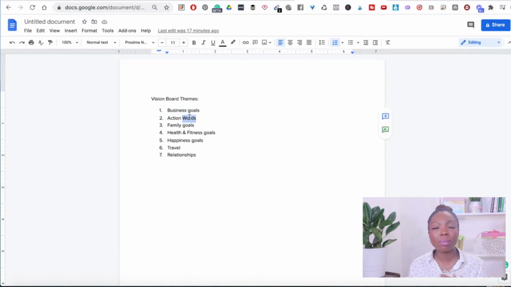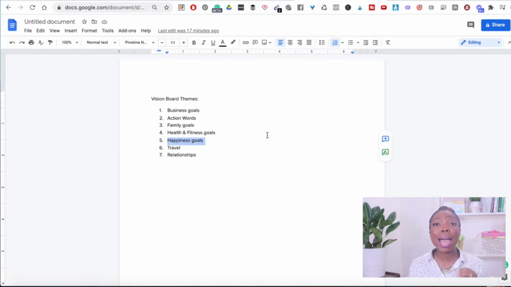Action words. What are some of the words that are going to help you to propel forward to smash those goals? Family goals. Do you have children? Are you married? Are you single? Whatever the case may be, you have a family somewhere. You might want to have some family goals. Fitness and health goals. Do you have some goals for your health, for your fitness? Those are some of the things we want to have on this vision board.